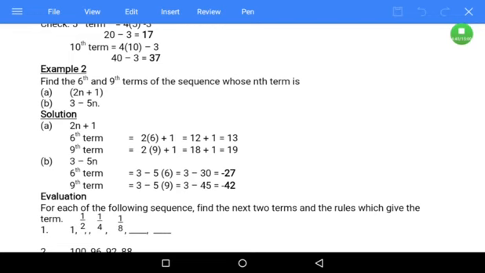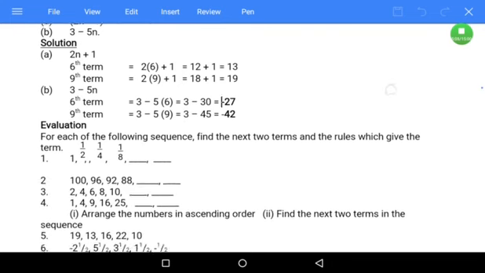Now for B, we have 3 minus 5n. So to get the 6th term, we slot n to be 6. That gives us 3 minus 5 times 6. What's 5 times 6? 30. 3 minus 30 gives us minus 27. And you can also slot in 9 to get the ninth term. Very simple. That gives us minus 42.